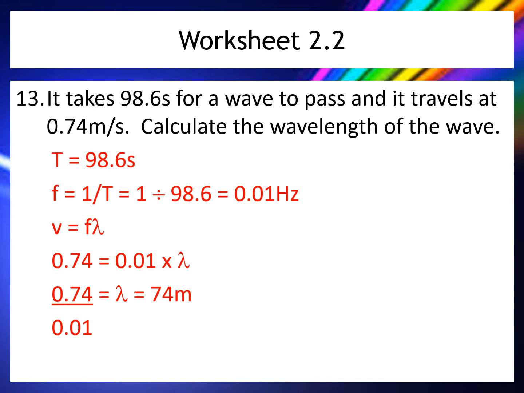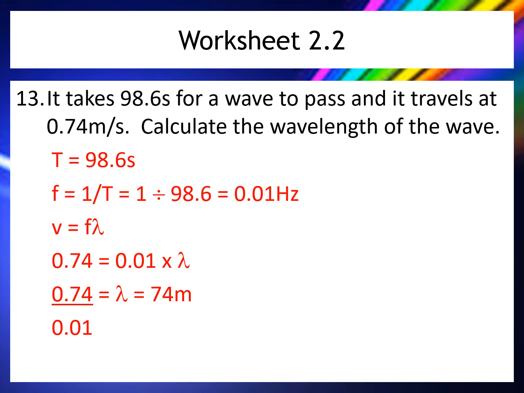We start with what we know. We know that 98.6 seconds is how long it takes for the wave to pass, and that is the definition of time period. Therefore, time period t equals 98.6. From there, we know we can calculate frequency because frequency equals 1 divided by time period. So I'm going to do that because I think it might be useful. 1 divided by 98.6 comes out as 0.01 Hz to two decimal places.